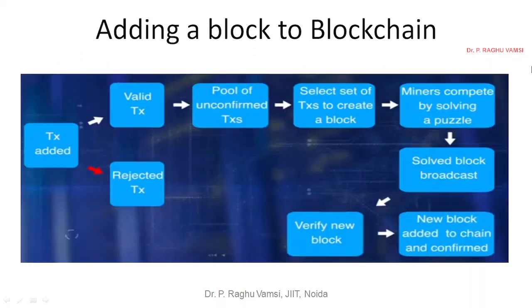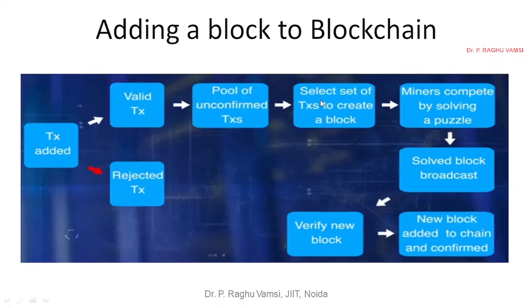So here, adding a block to the blockchain will be like this. Transaction added. If it is a valid transaction, then this validated transaction is added to the pool of unconfirmed transactions. Unconfirmed transactions means those are not included in any block. From that pool of unconfirmed transactions, a set of transactions is selected to create a block.